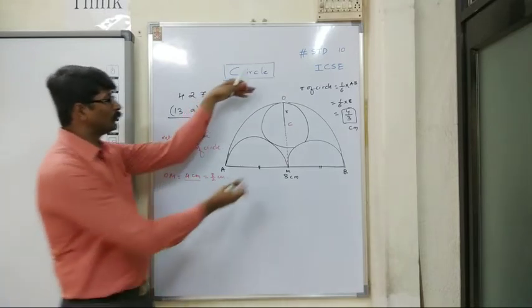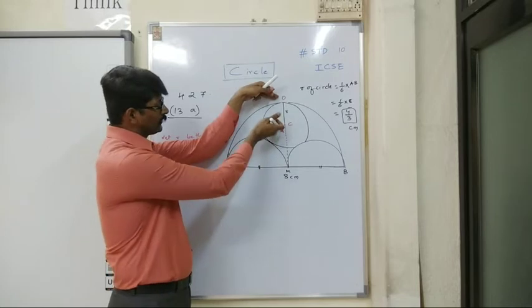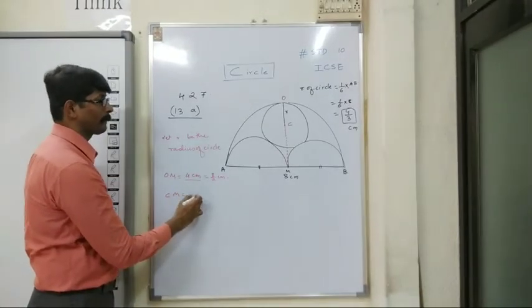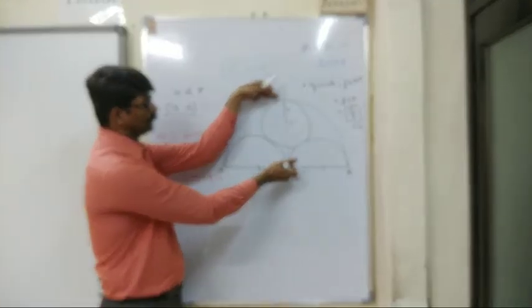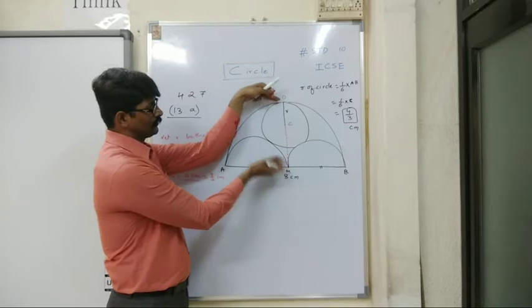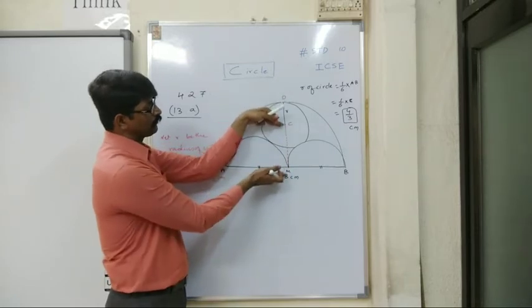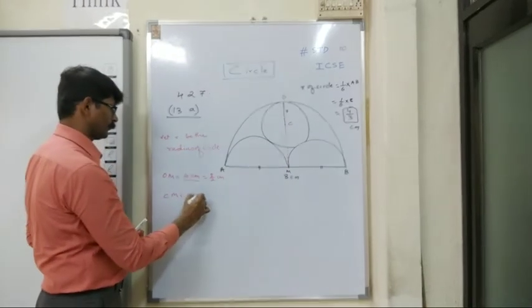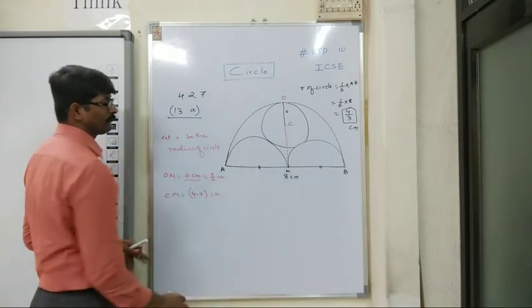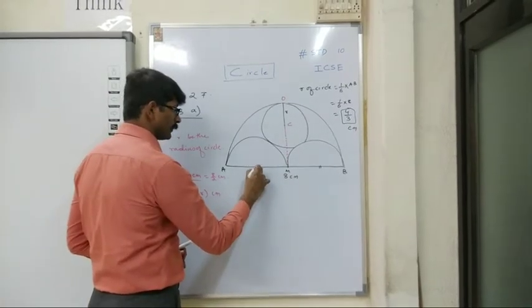Once you got OM is 4, and if OC is R, what will be CM? Please understand, this is 4, this is R, so CM is going to be 4 minus R centimeter.